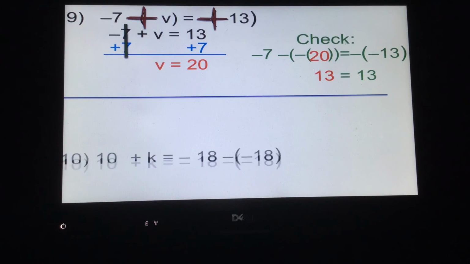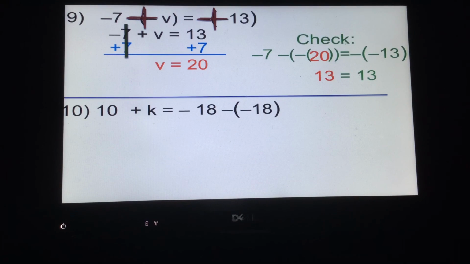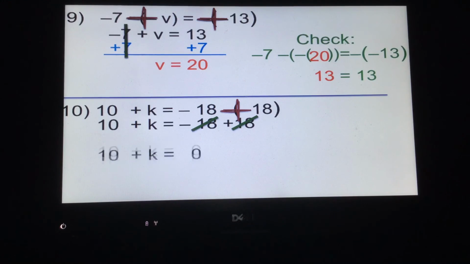All right. Last one we're doing together is this one. So 10 plus k equals negative 18 minus a negative 18. So negative parentheses negative becomes a big plus sign. We're going to go ahead and rewrite this. This is 10 plus k equals negative 18 plus 18. Negative 18 and positive 18 are opposites of each other. So if you add them together, you wind up getting 0 because they cancel out. So now we have 10 plus k equals 0.